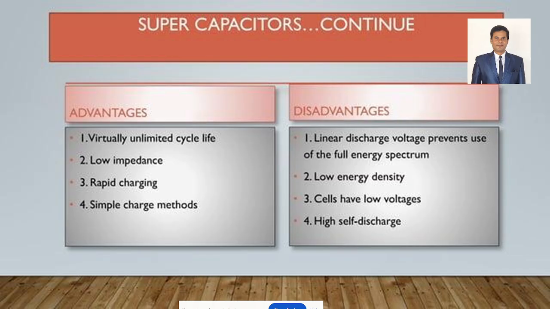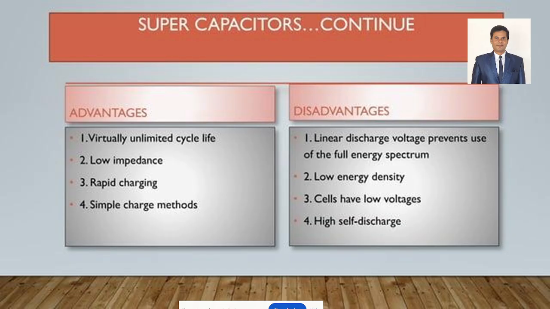We require high power and high energy density, right? So if you talk about the supercapacitor, the power density is very high, I can accept it, but very little energy density will be there. That is what we have to improve in the supercapacitor, increasing its energy densities, right? And cells may have low voltage, right? They may have less value of the ratings of the voltage, and have a high self discharge. So those are the drawbacks.